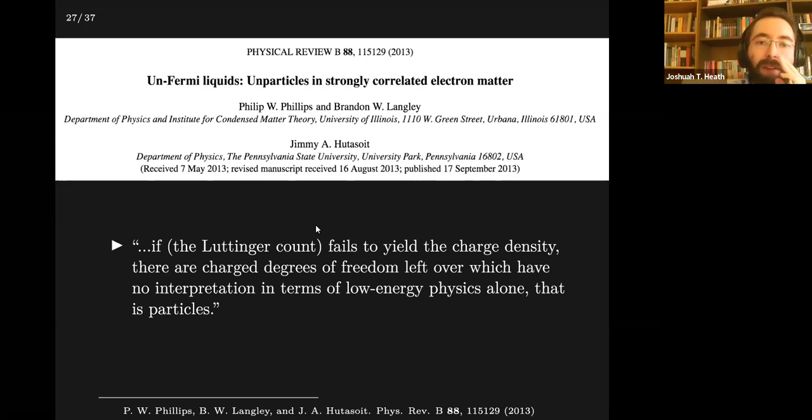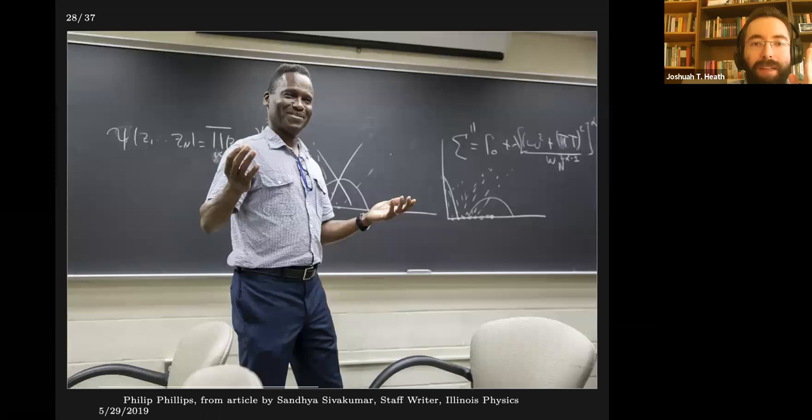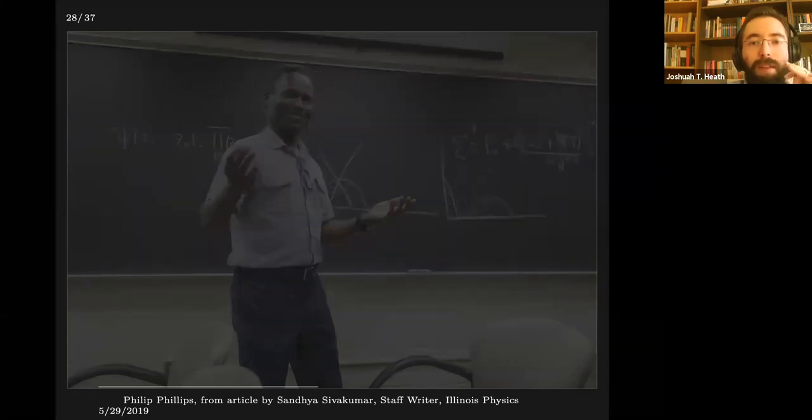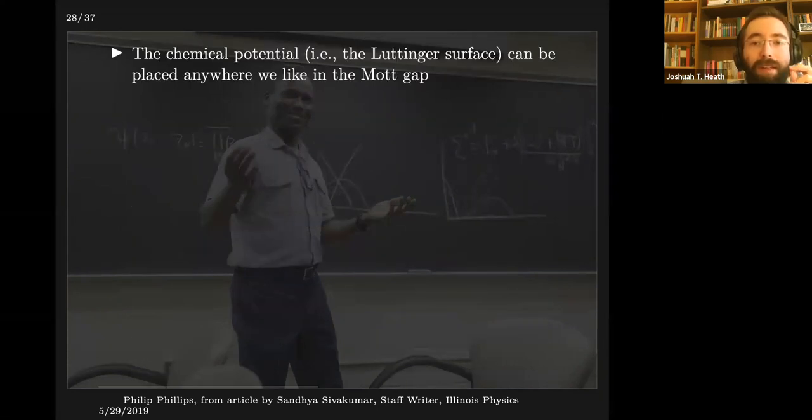Once again, this idea was spearheaded by Philip Phillips, and there's a huge amount of literature on this by Phillips and company. I suggest you go back and read some of these amazing papers. But I want you to take away a few major points. So the chemical potential in these systems, i.e. the Luttinger surface, can be placed anywhere we like in a Mott gap. So if we have a gapped system, like I said, the Luttinger surface doesn't tell us that Luttinger's theorem will be obeyed. It just tells us that there can exist some system out there where I have a Luttinger surface and Luttinger's theorem is obeyed.